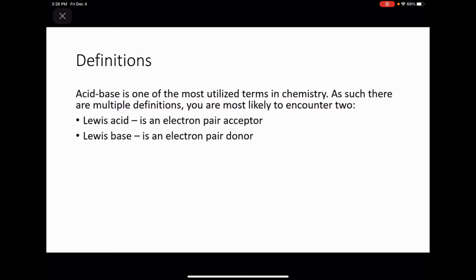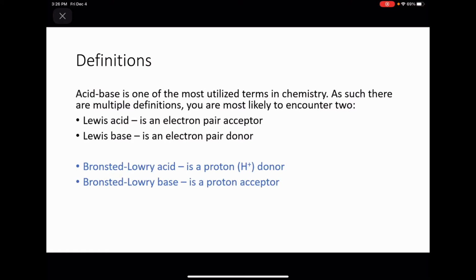The first is the Lewis concept, the idea that an acid is an electron pair acceptor and a base is an electron pair donor. But what we're going to focus on in this part of the class is Bronsted-Lowry acids and bases. A Bronsted-Lowry acid is a proton donor. A proton is H+, because remember, hydrogen starts with one proton and one electron, so if you write H+, it's just a proton. A Bronsted-Lowry base is a proton acceptor.